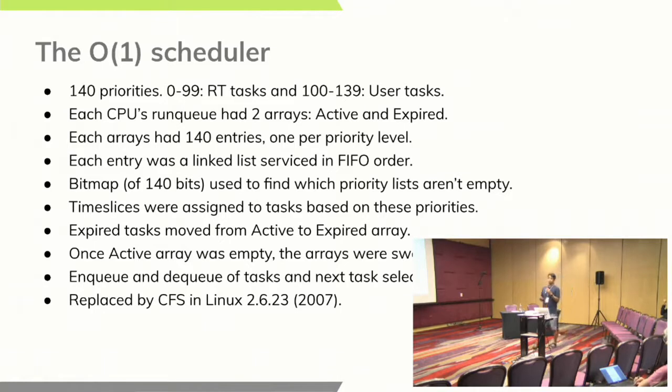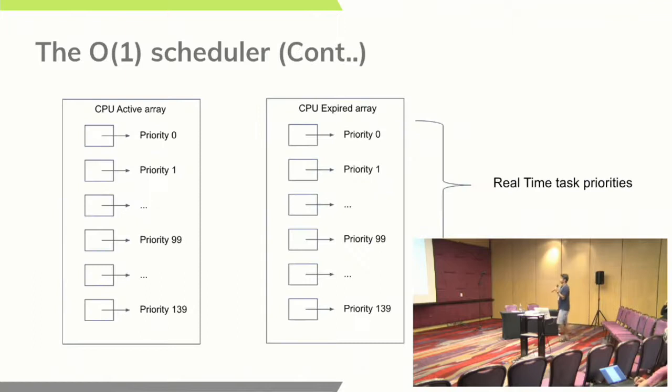Each run queue used to have 2 arrays. One was the active array and one was the expired array. By active array, we mean that the next task to pick will be picked from the active array. And whenever a task finishes its time slice, or when we are done running it, it goes to the expired array. I'll come to that later. Both of these arrays had 140 entries, 1 entry for each priority, and each entry is actually a linked list of tasks. I'll show that with this example.